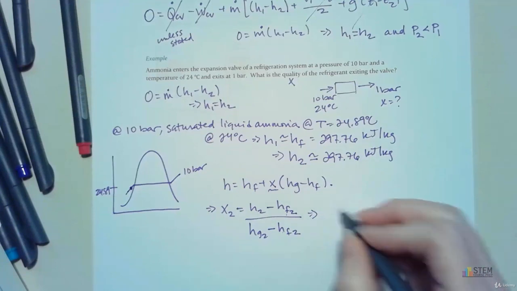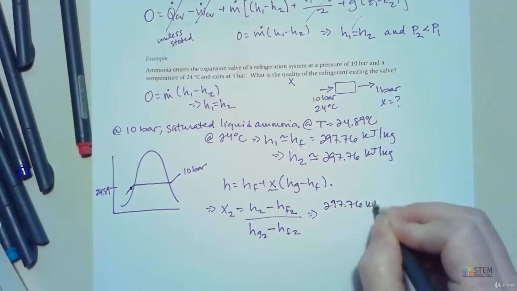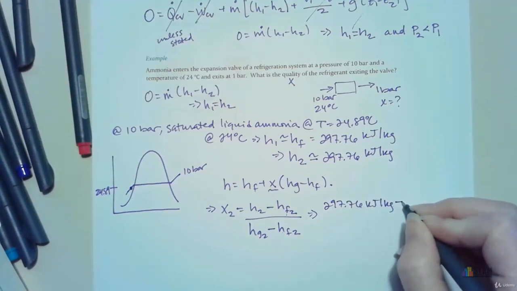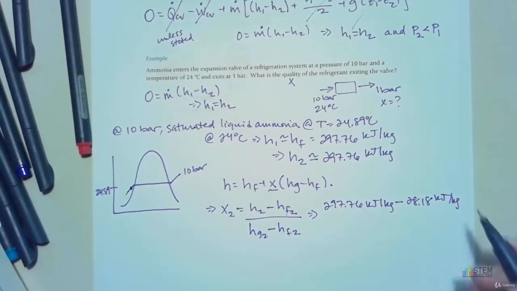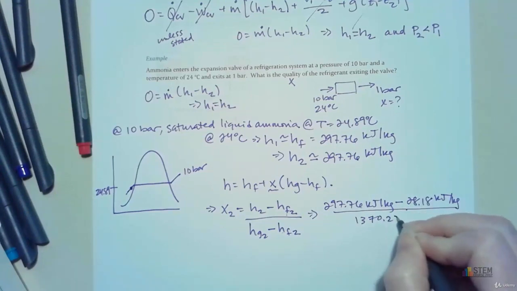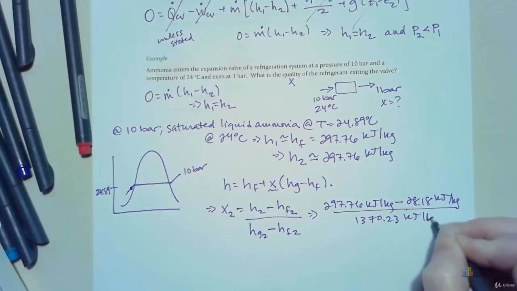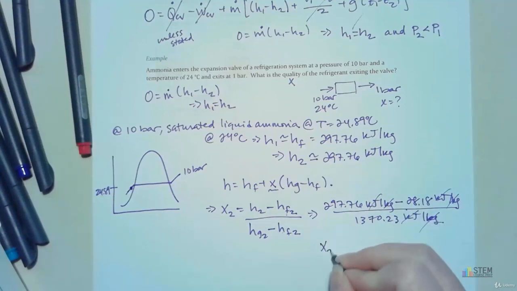Plug those numbers in. h2 is still this estimate of 297.76 kilojoules per kilogram. We are going to subtract that 28.18 kilojoules per kilogram and then divide by 1370.23 kilojoules per kilogram. Notice the units all cancel, just like they should, because quality has no units. Now just do the math and you get that x2 is 0.1967.